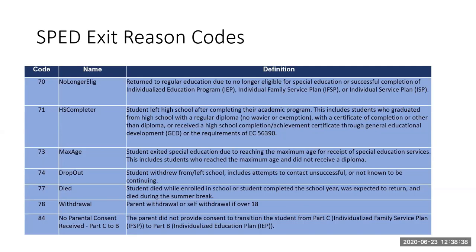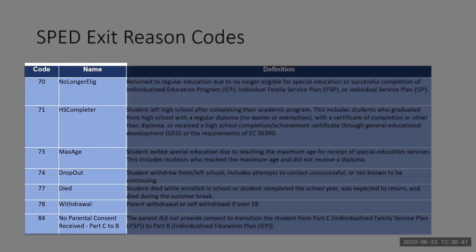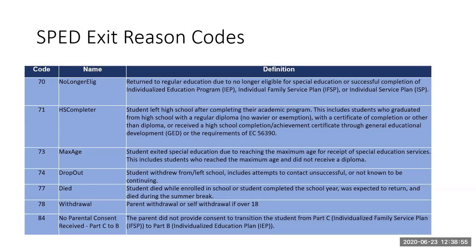And this is as of the 1920 year. You have code 70, no longer eligible; 71, high school completer; 73, max age; 74, dropout; 77, died; 78, withdrawal; and 84, parental consent. We are focusing on 74, dropout, because we triggered our error because we used the student dropped out of the special education program code.